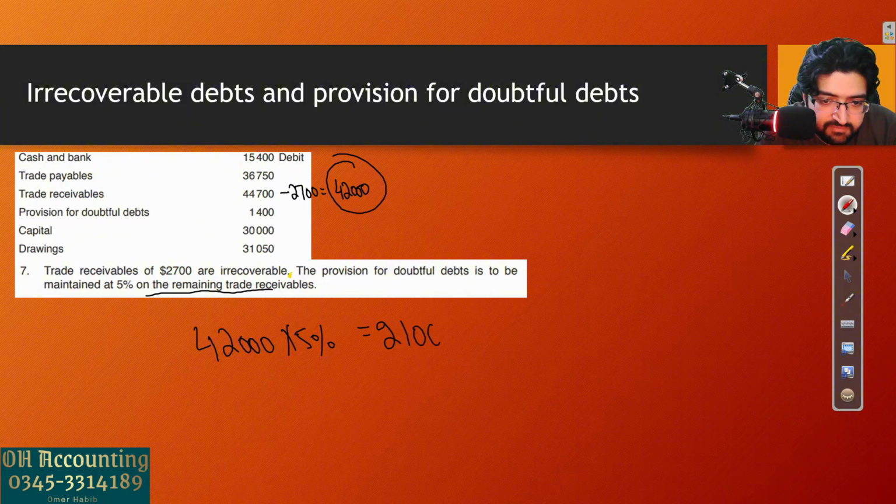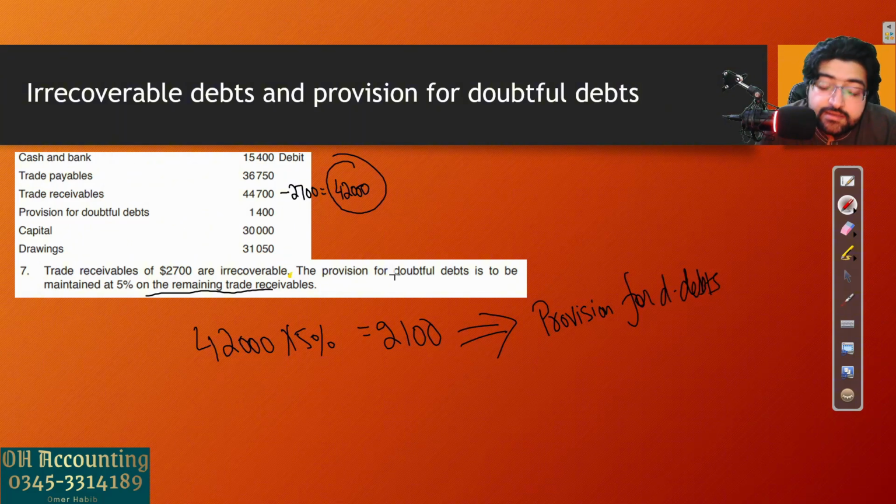I think 2,100, but let me double check. Always double check. Okay, make sure you don't make mistakes. You will lose marks for no reason if you make these basic mistakes. Yes, it is 2,100. This is the provision for doubtful debts. You expect your trade receivables to not pay you this much out of the 42,000.